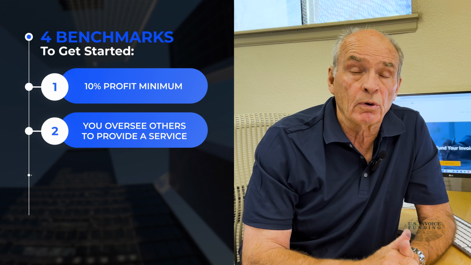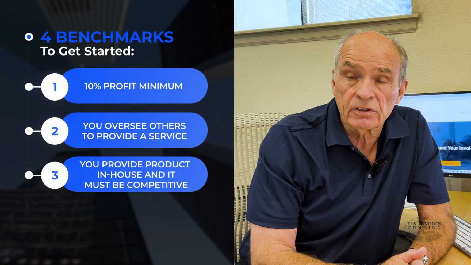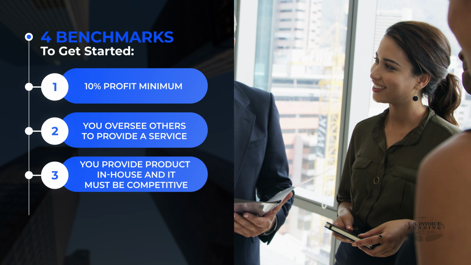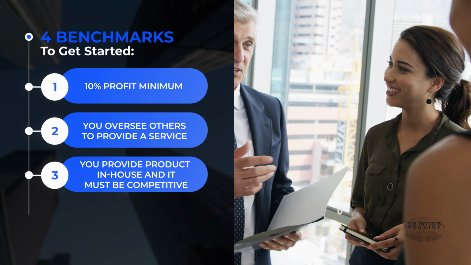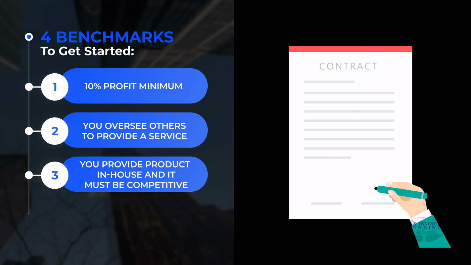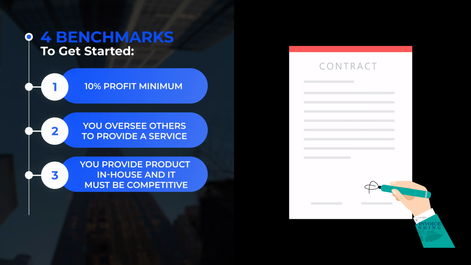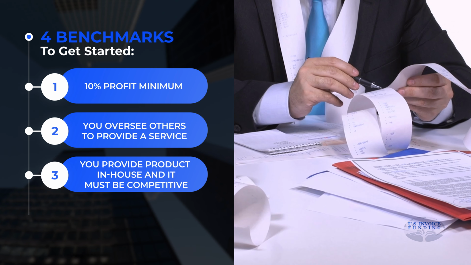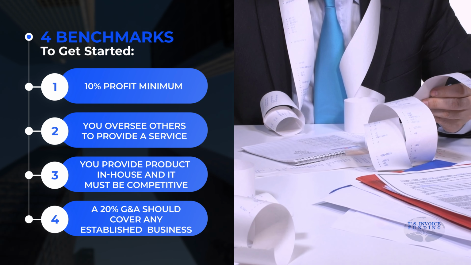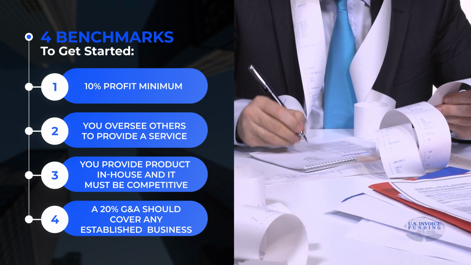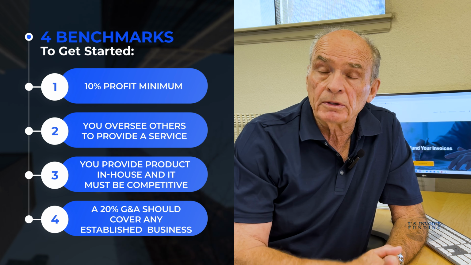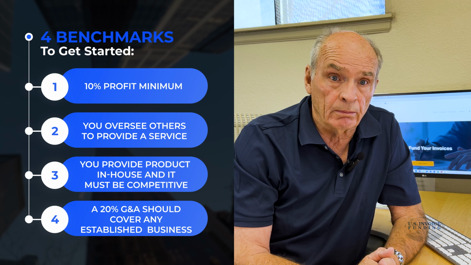Number three, well, this profile might indicate that you're a manufacturer or a specialty contractor. Regardless, you're providing the product in-house. And if so, you have to be competitive. That means you have to be able to provide that product for less than you can buy it from a subcontractor or a subcontract supplier. Why? Well, for one, your G&A is going to be higher. Number four, a 20% G&A should cover any established business. If yours is more, you really need to scrutinize it. Most likely your company will be similar to number two or number three.